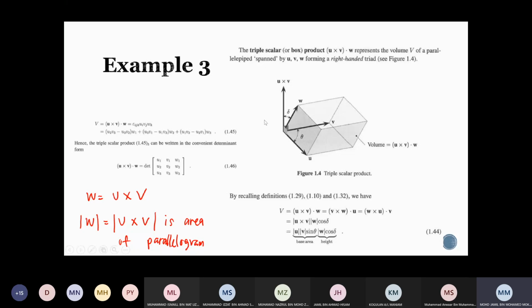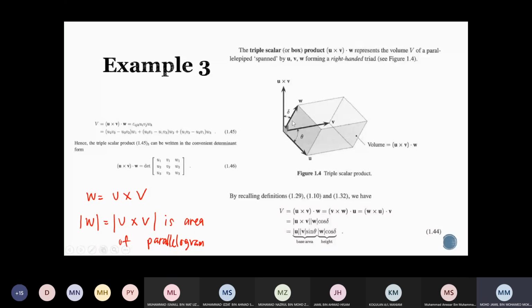So now I'm going to introduce you to the triple scalar product. The triple scalar product is when you have U cross V dot W. You have three vectors. Now you cross U and V and then dot with W. So for example here, you have vector U, vector V, and vector W. You cross U and V and then dot with W.